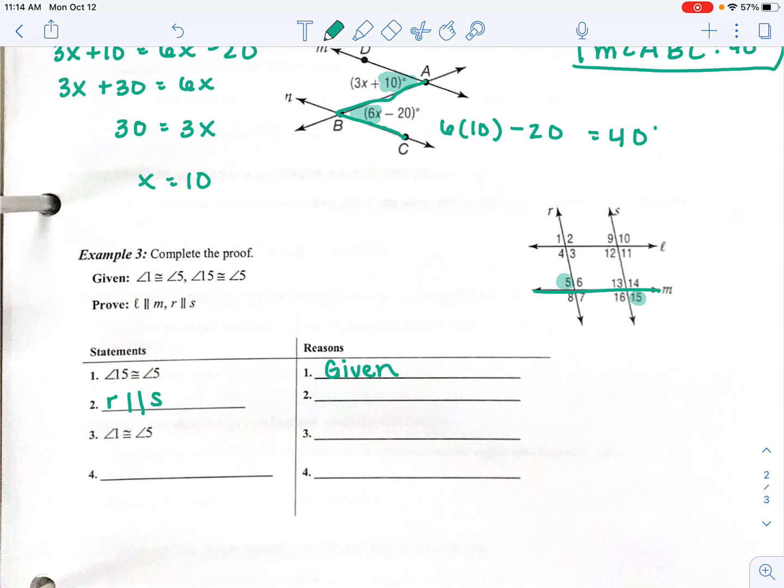Our reason has to be one of our angle relationships. If you look at 5 and 15, what types of angles are those? Well, to me, they look like they're on different sides of that transversal, so they're going to be alternate something. They both look like they're exterior angles because they're on the outside of those R and S. So I would say the converse of alternate exterior angles theorem.